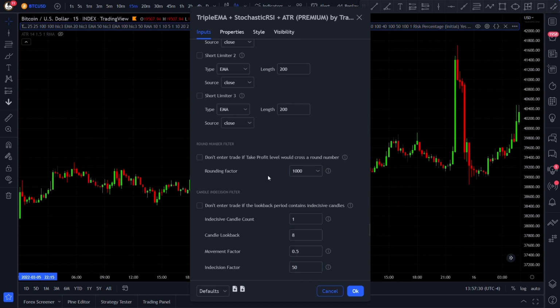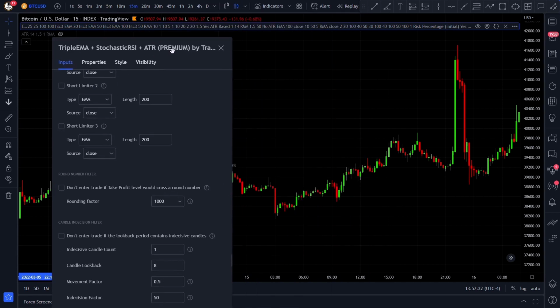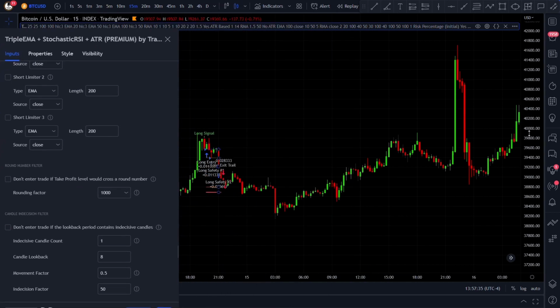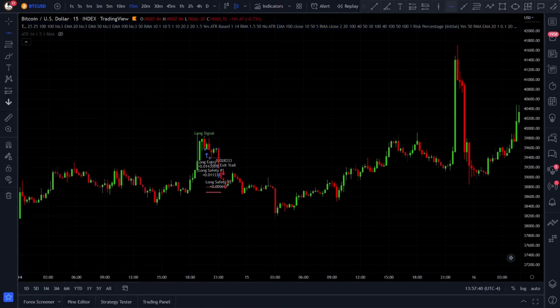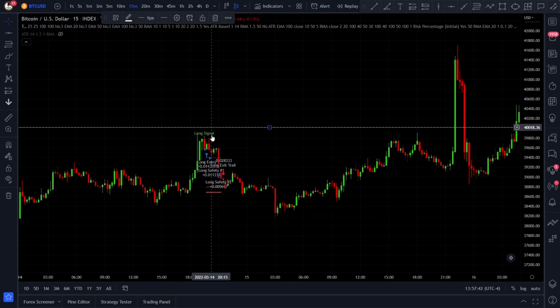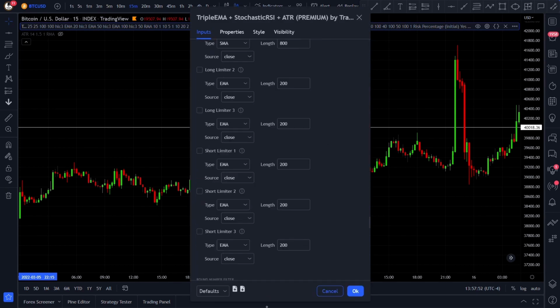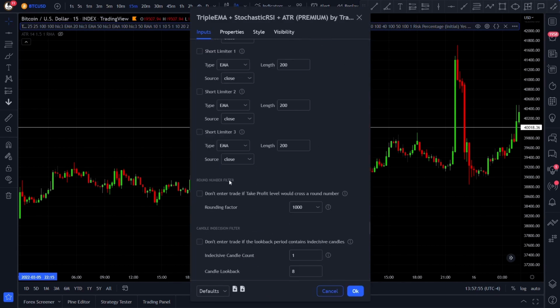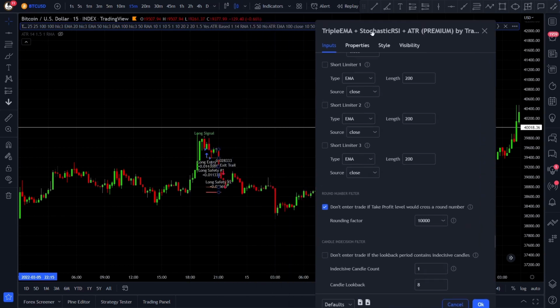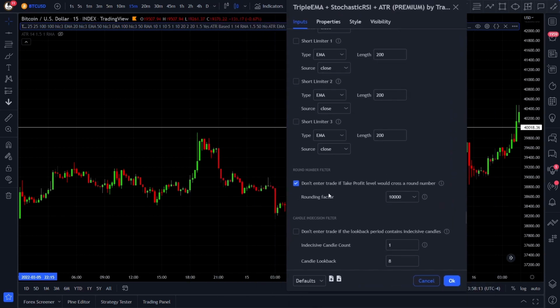As you might have noticed, when Bitcoin gets near 20k, 30k, 40k or so on, round price levels, it can struggle to break through. For example, here is a long position that was opened just under the 40k level. After this position entry, the price tried to break through the 40k level, but it failed, then pulled back and hit the stop loss. To filter out this trade, set the round number filter to 10,000. This way, trades won't be taken when the take profit level and the entry level are on the opposite side of the 10k, 20k, 30k, 40k and so on price levels. It's a simple filter, so we can move on.